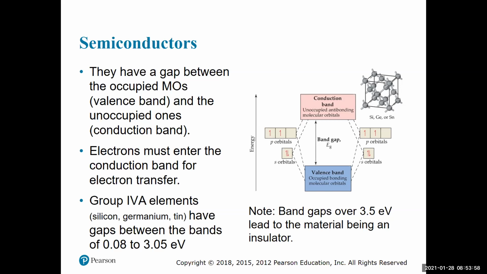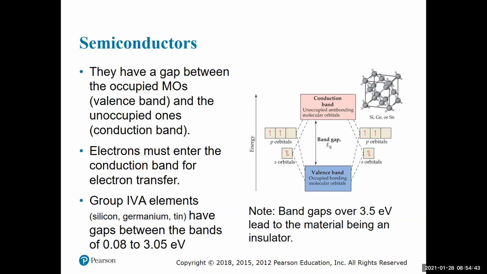And the elements that you see that in are the group 4A elements, in particular, silicon, germanium, and tin. So those elements, when you draw out their molecular orbital diagrams, they have band gaps that range anywhere from 0.08 to 3.05. 3.5 is kind of the magic number for the energy of that band gap. If you get above 3.5, then you don't get the electron transfer across there, and the material essentially becomes an insulator.